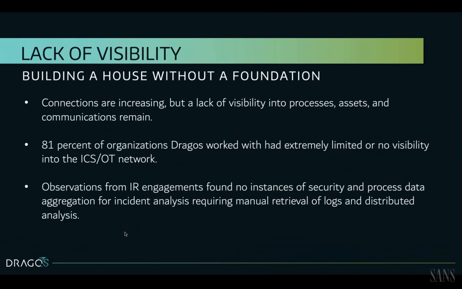81% of organizations that we worked with last year had extremely limited or no visibility into the ICS or OT network. This is based on observations from incident response engagements. And we found no instances of security and process data aggregation for incident analysis, requiring manual retrieval of logs and distributed analysis. So essentially, gaining visibility into that data and aggregating that data can be very proactive in terms of defense, as well as improve reactive efforts when a particular event happens.